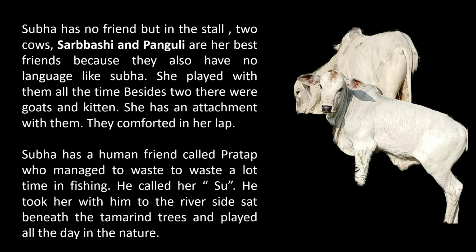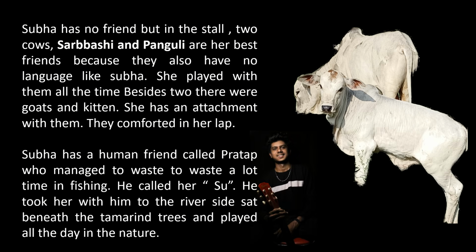She has an attachment with them. They comforted her in her lap. Subha has a human friend called Pratap who managed to waste a lot of time in fishing. He called her Sue. He took her with him to the riverside, sat beneath the tamarind trees, and played all day in nature.